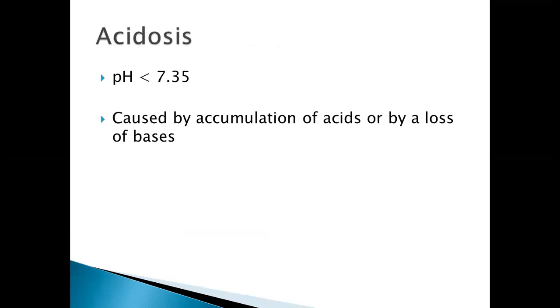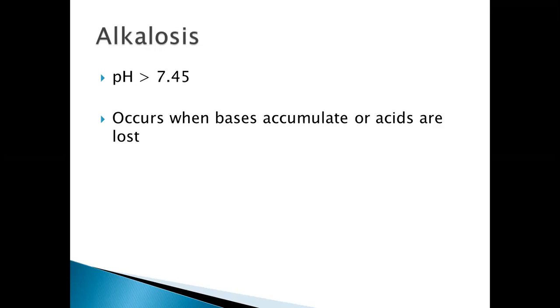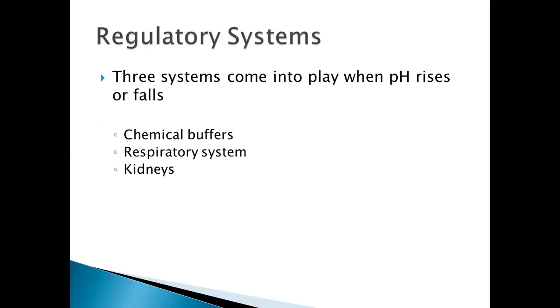Acidosis is when pH is less than 7.35. It could be due to accumulation of acids or loss of bases. Alkalosis is when pH is more than 7.45, occurs when there is accumulation of bases or loss of acids. Three systems come into play when the pH rises or falls: chemical buffers, respiratory system, and kidneys.